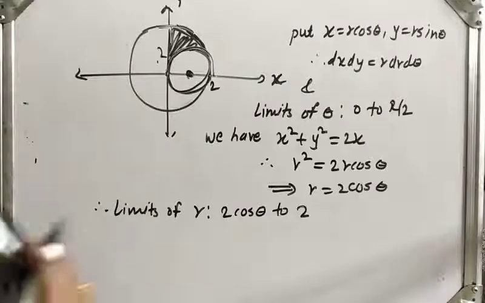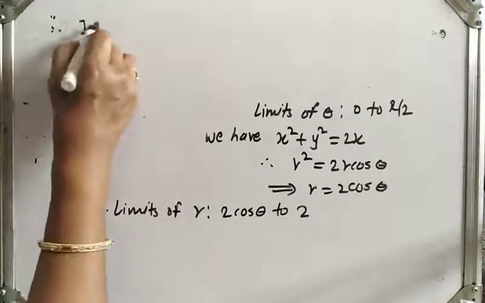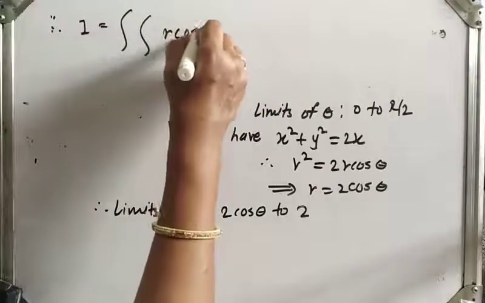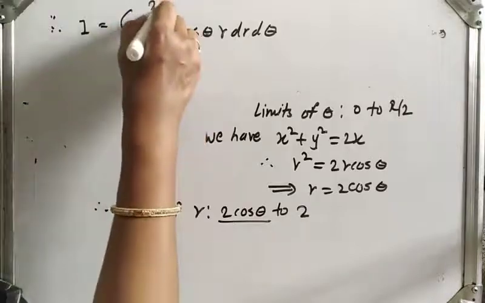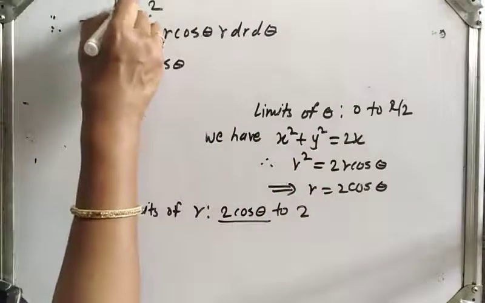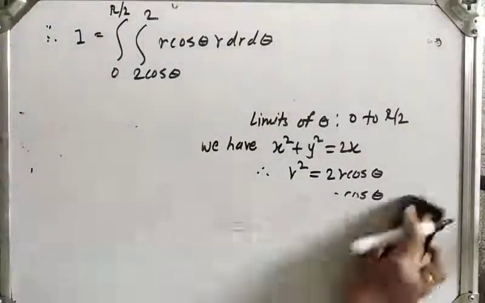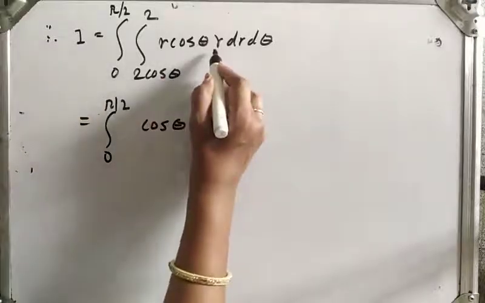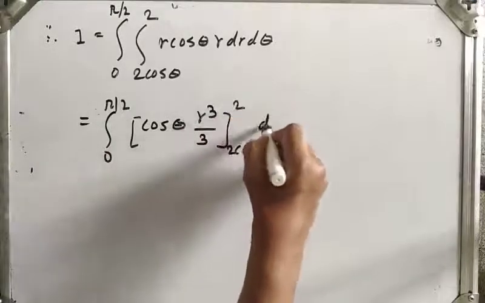Now let us solve the given integral. I is the double integral of x · r dr dθ, where x = r cos θ. So r varies from 2 cos θ to 2, and θ varies from 0 to π/2. First we integrate with respect to r, then with respect to θ. Cos θ is constant, so it is the integral from 0 to π/2 of cos θ times r² dr, which gives r³/3 from 2 cos θ to 2, dθ.